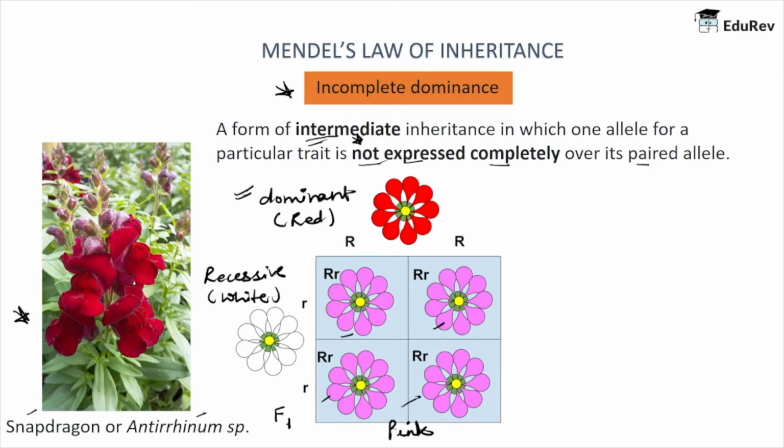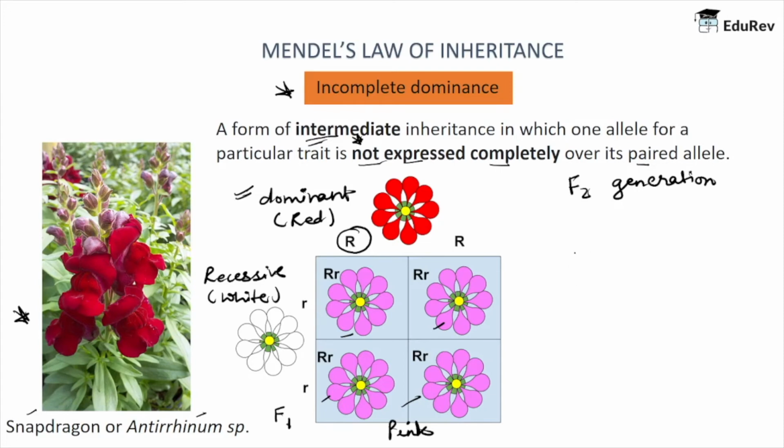And why? What is the reason behind it? It is because the red after crossing is not able to produce enough amount of proteins. So that is why the complete red color is not visible in the F1 generation. Instead, the pink color is seen in the F1 generation, as you can see in this image. Now let me draw F2 generation to see what are the genotype and phenotype in this case.